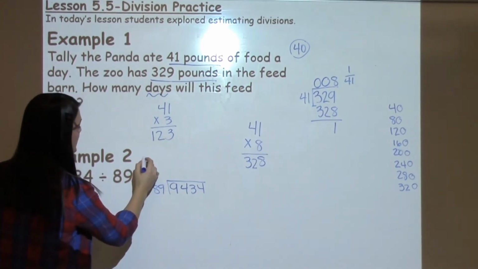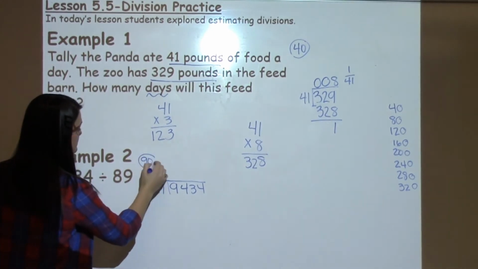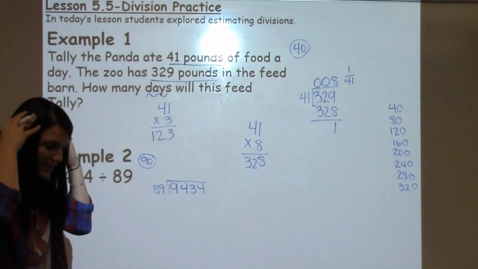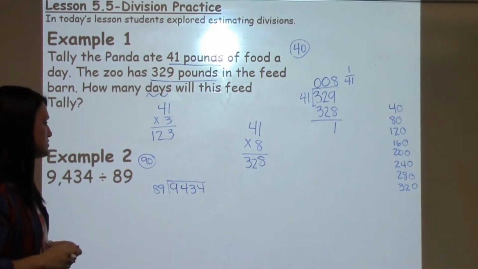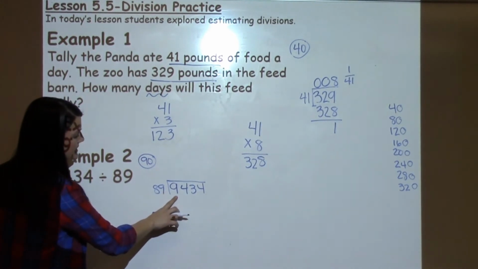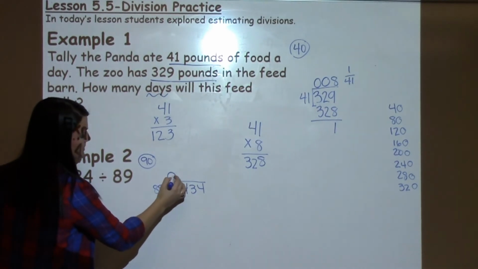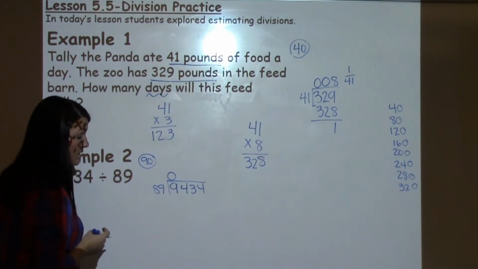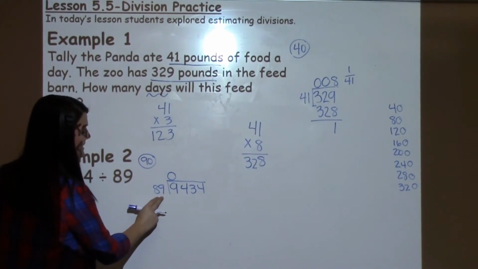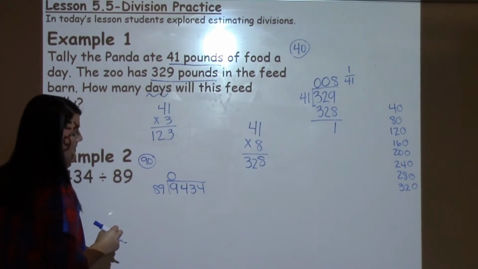But to help me know where to start, I could use estimation and round that 89 to 90 just to help my brain think about what I can maybe get closest to. So the first thing that I'm going to do is say, how many times can 89 go into 9? Well, 9 is too small, so I know 89 will not go into 9. So then I move on to 94. How many times can 89 go into 94?